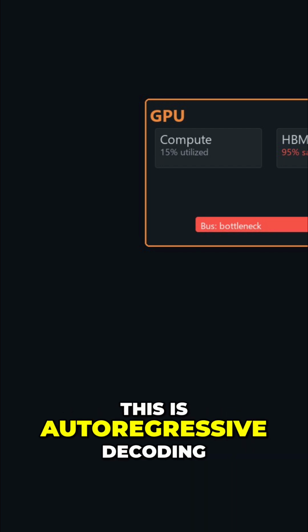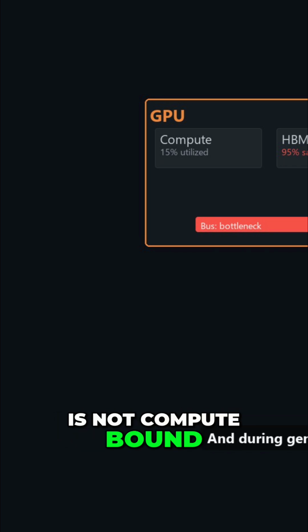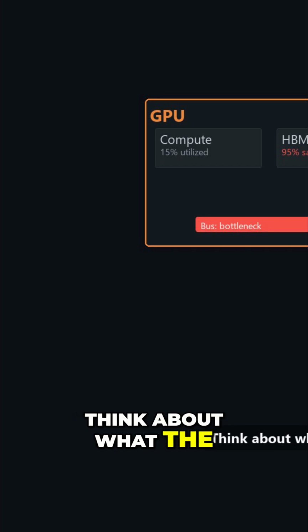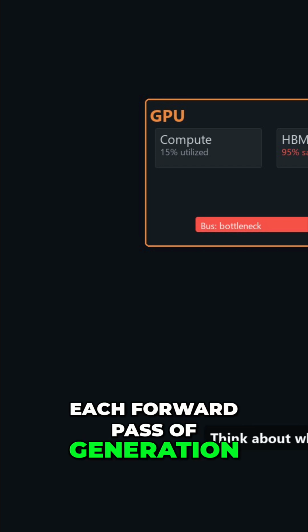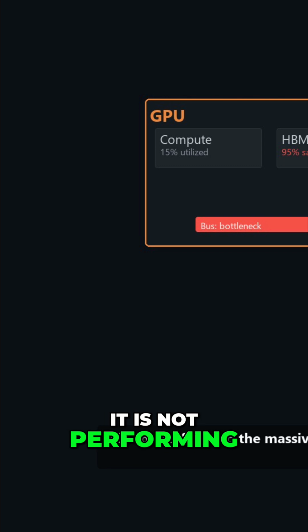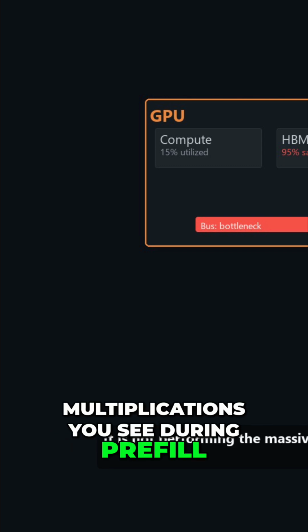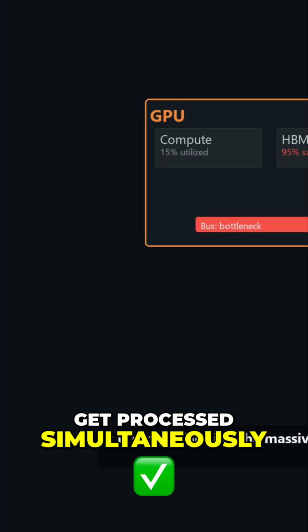This is autoregressive decoding. And during generation, it is not compute bound. It is memory bandwidth bound. Think about what the GPU actually does during each forward pass of generation. It is not performing the massive parallel matrix multiplications you see during prefill, where thousands of tokens get processed simultaneously.